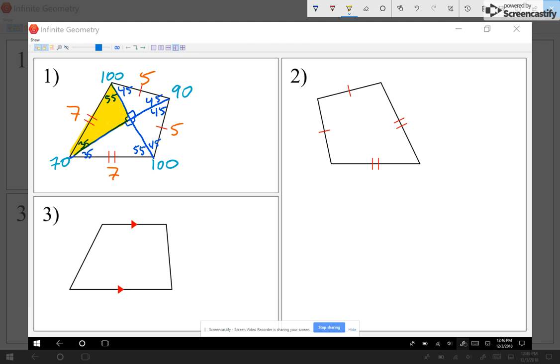So remember, the top angle and the bottom angle are cut in half. In the center, they're all 90 degrees. And then the cool thing is that it cut my kite into four triangles.